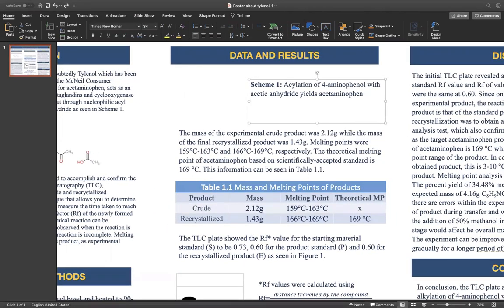And then within data and results, if you take a look, it says what the mass is. It was 2.1, and then the final product was 1.43. The melting point, it was such and such. Theoretical melting point was whatever. And then they include the table, right? Well, guess what? This was just extra text to fill space that they really did not need to include. It didn't give us any more info than what's within the table. So you definitely don't want to do that, right? Don't feel that you need to write more to get a better grade, right? Definitely don't do that.